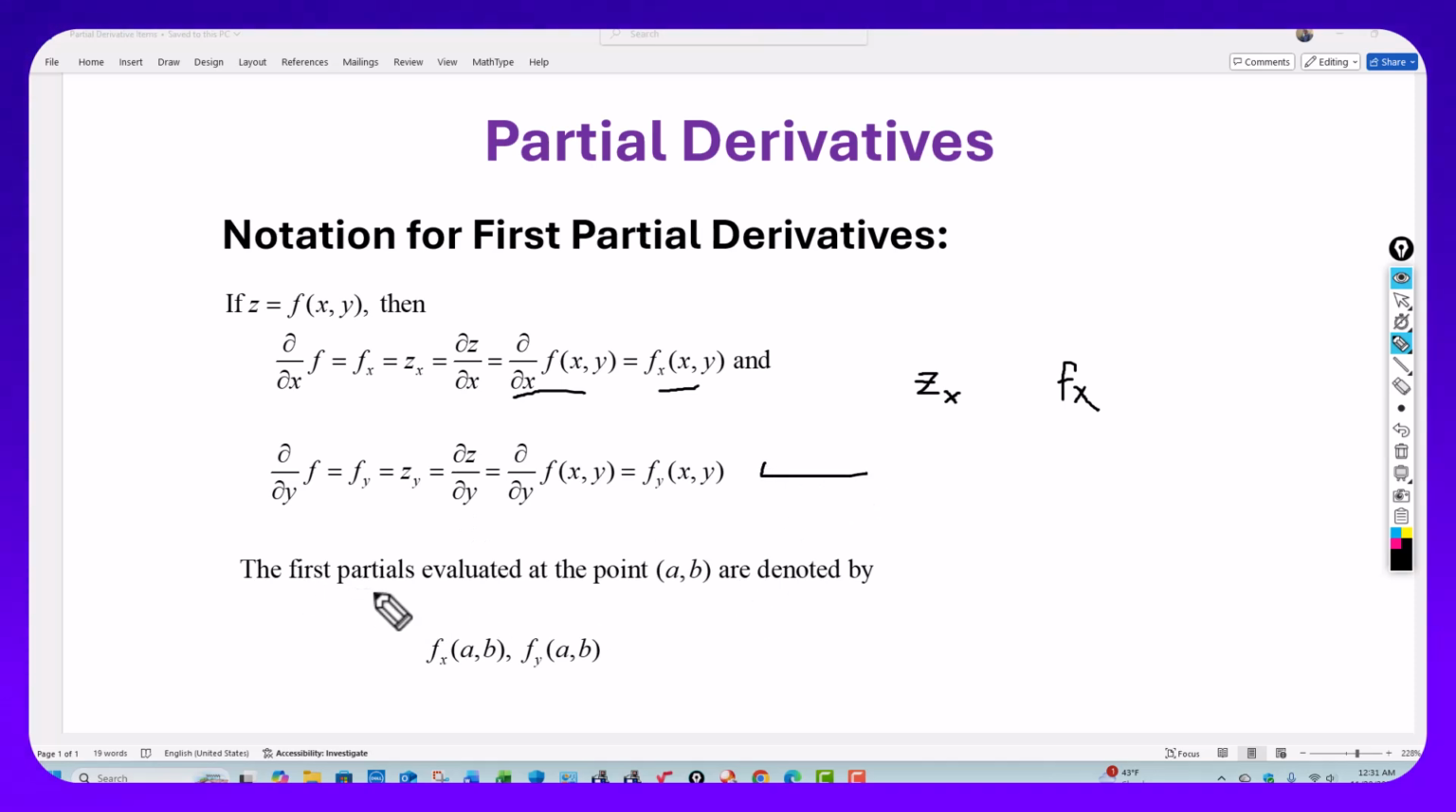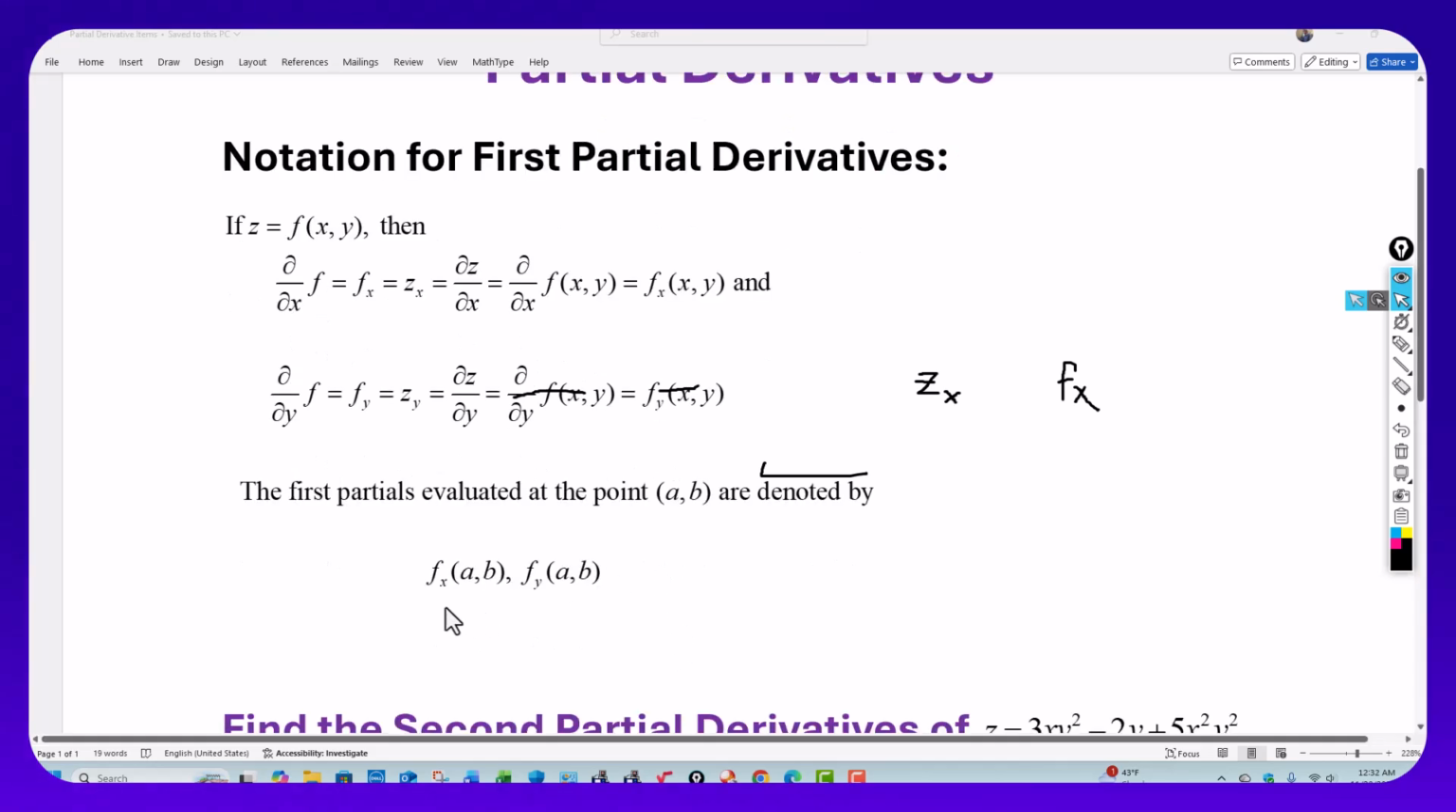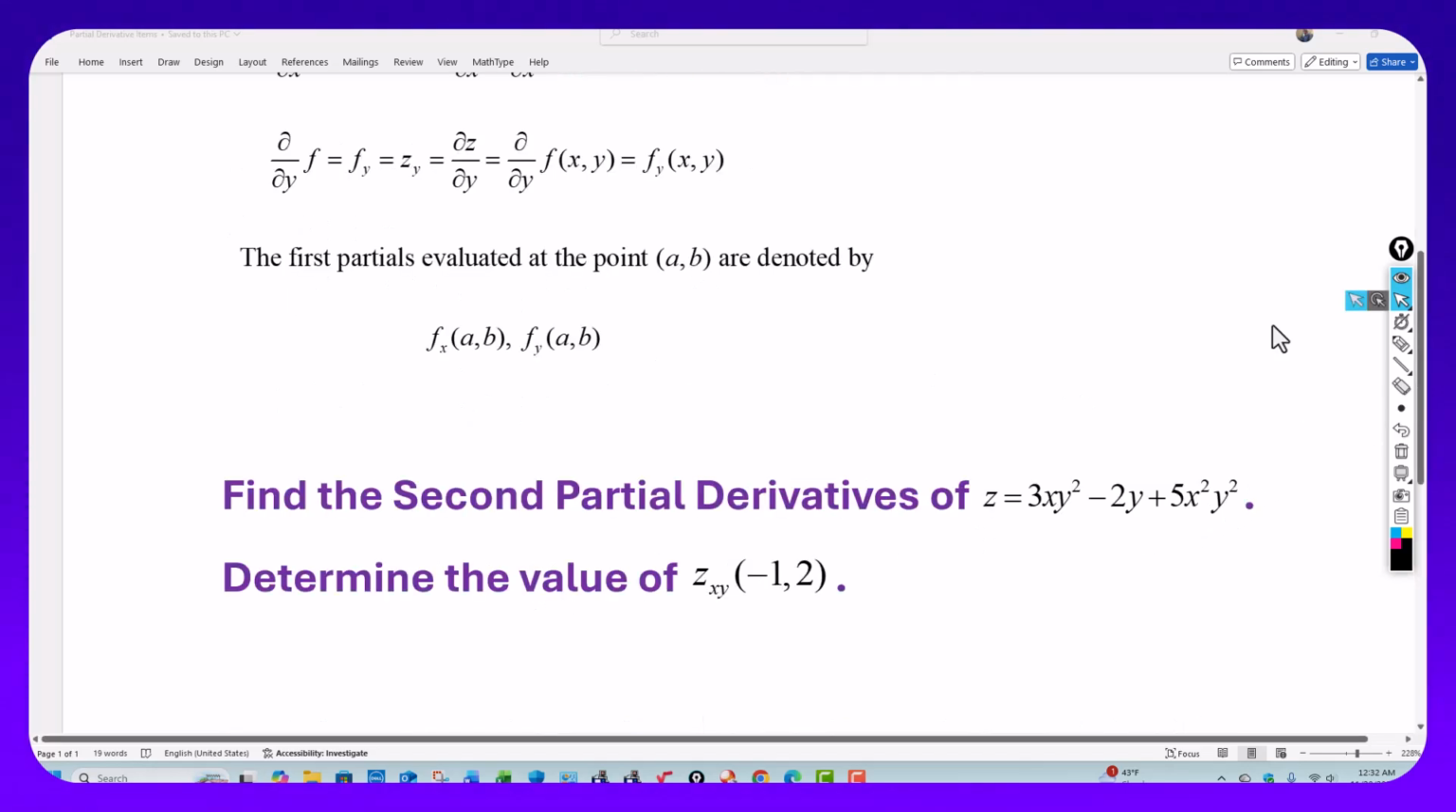And then the first partials evaluated at the point (a, b) are denoted by, just like regular derivatives, you can take a derivative, first derivative or second derivative, and evaluate it. So this means the derivative of f with respect to x evaluated at some point (a, b), or the derivative of f with respect to y evaluated at (a, b). And you can use these other notations too. But those are the ones that I would use. Easier to write out. So let's get back to the problem.